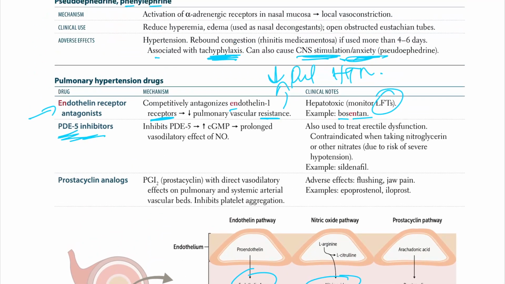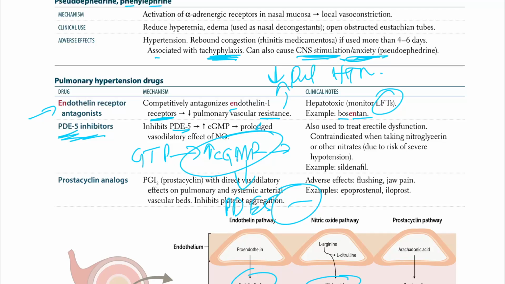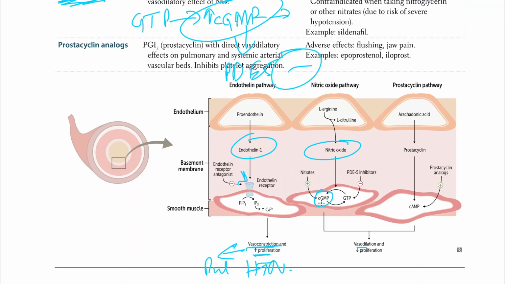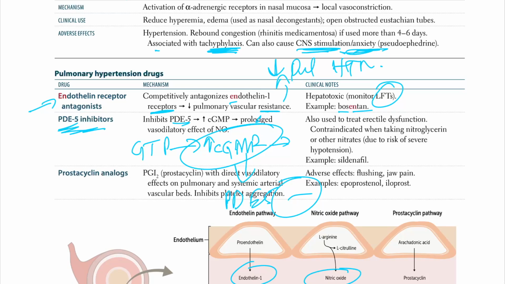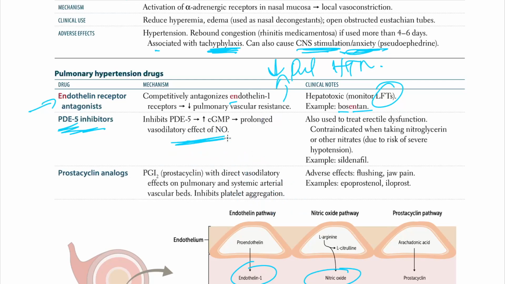So PDE5 inhibitors inhibit the PDE5, which normally destroys cyclic GMP, so you get an increase in cyclic GMP. When you have more cyclic GMP, this will lead to more vasodilation, and it's just going to prolong the effect of nitric oxide. They are also used to treat erectile dysfunction. They are contraindicated when taking nitroglycerin or other nitrates due to the risk of severe hypotension. Example is sildenafil.